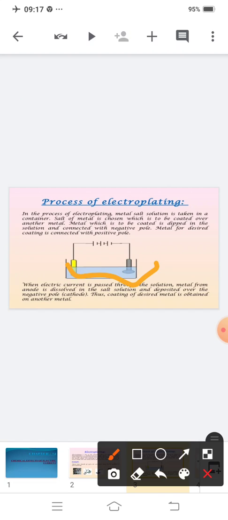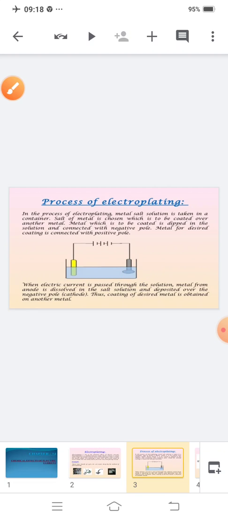That means जो metal आपको coat करनी है, that you will connect to the negative terminal. And जिस metal से आपको coat करना है, that you will connect to the positive terminal. Now, when electric current is passed through the solution, metal from the anode is dissolved in the salt. Anode means positive. And it is deposited over the negative pole called cathode. Thus, coating of the desired metal is obtained on another metal.